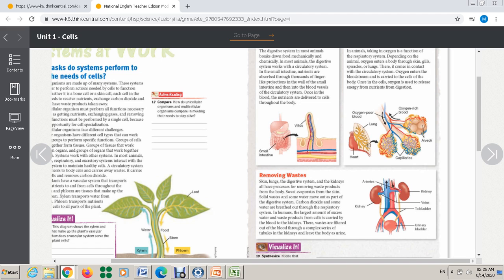Also, if you look at the kidneys, removing waste is the excretory system; you're talking about skin, lungs, and digestive system, also kidneys. You have to know the kidney can filter the blood from the waste. The structure of the kidney has a lot of tubules, and this structure helps it to filter the blood and remove the waste as urine.